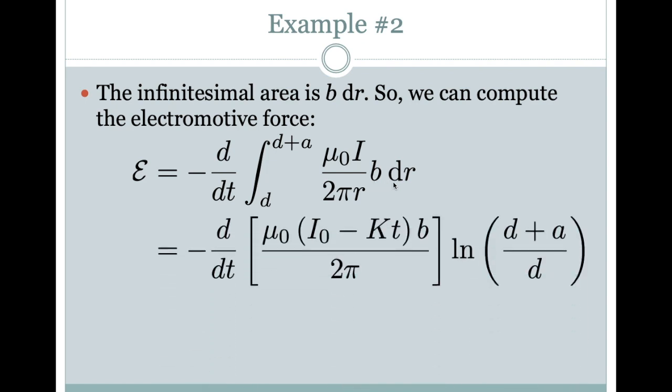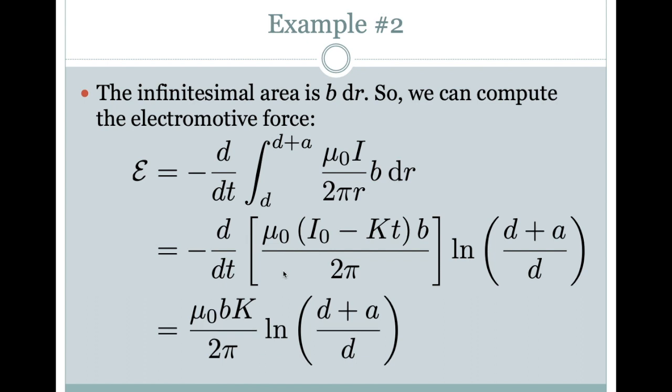We can compute that integral, and what you'll find is that you get an ln. dr over r is ln of d plus a divided by d. Then, I substitute for I naught minus kt. Since everything here is constant, d/dt doesn't affect the ln, but it'll affect this quantity here, and it will leave behind a minus k, which will cancel out this minus, verifying what we found before. A positive current will move in the counterclockwise direction.